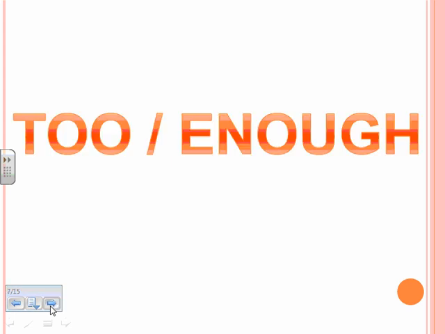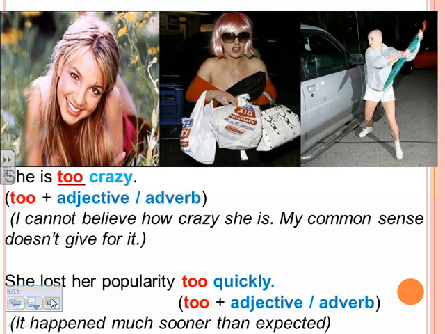Now let's move to another part, which is too and enough. What are the structures of too and enough? When I say she is too crazy, I put too plus the adjective or the adverb. I cannot believe how crazy she is. My common sense doesn't accept it. Too means a negative point.